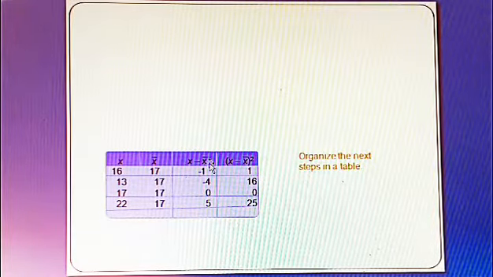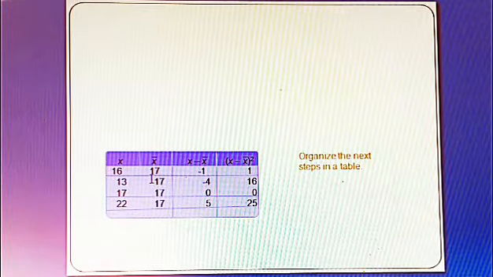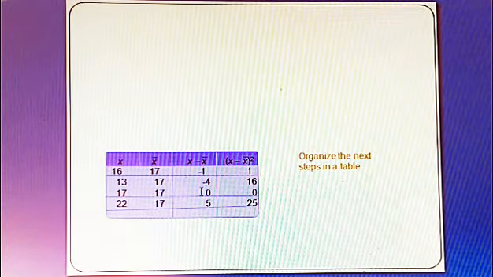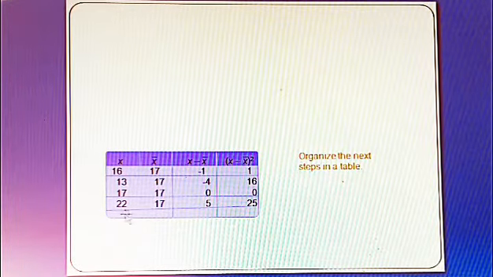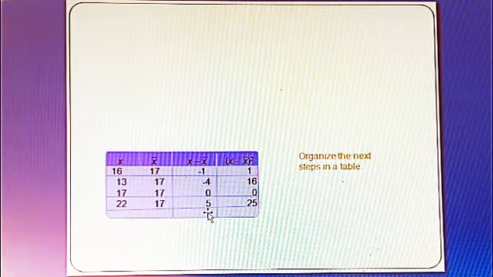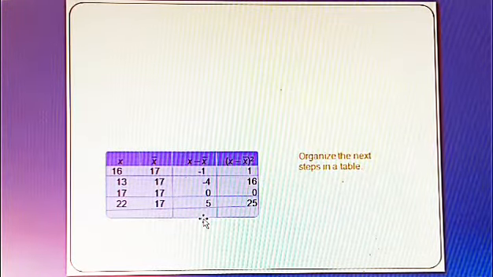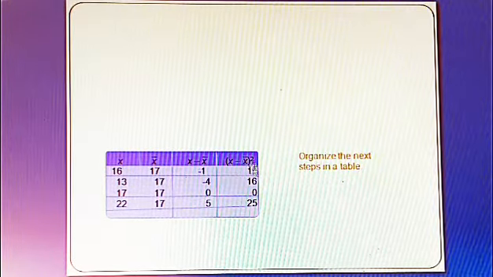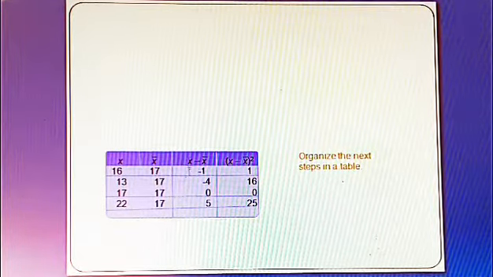Third column, x minus x bar. We have to subtract these two. 16 minus 17 will give you negative 1. 13 minus 17 will give you negative 4. 17 minus 17, 0. 22 minus 17 is 5. You can just pause the video and check how I have written it. Okay, good.